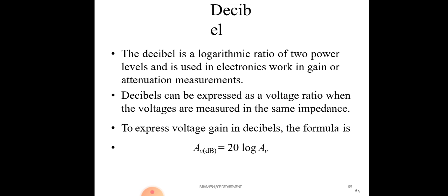When we calculate in power, it becomes (V out by V in) whole squared. So power is V squared: output power by input power. If you write V out by V in whole squared, the square comes to this side, and it becomes 10 into 2, that becomes 20 log of the voltage gain V out by V in.